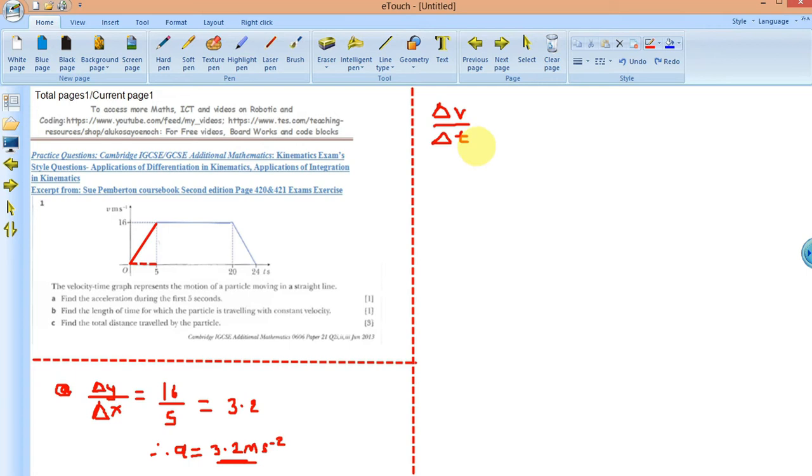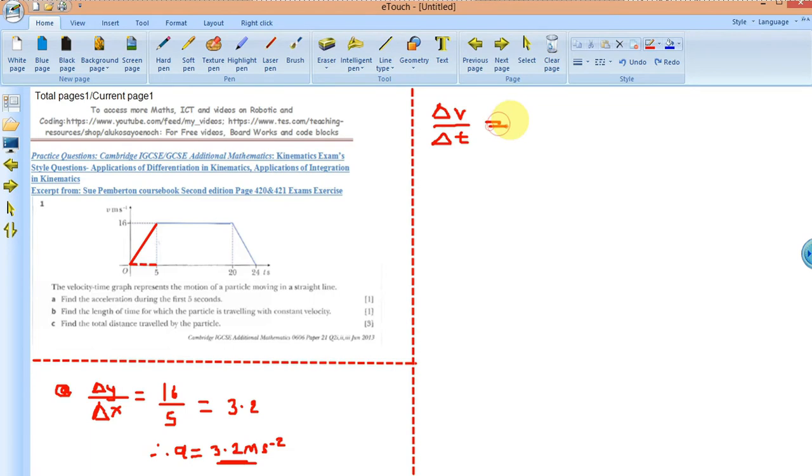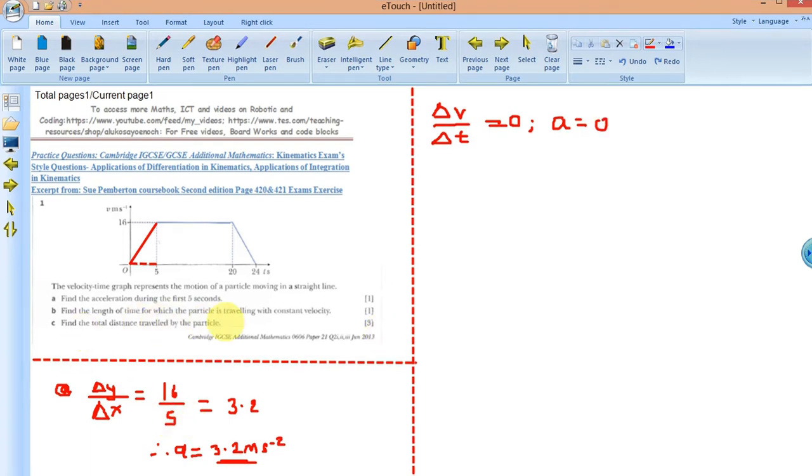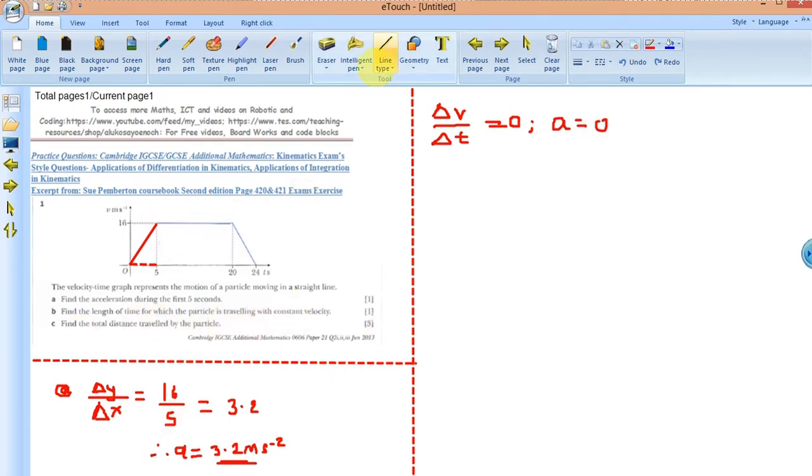Now what I'm trying to tell you is that this one says find the length of time for which the particle is traveling with constant velocity. So the body moves with uniform velocity where acceleration equals 0. So if this equals 0, that is acceleration equals 0. Is that clear, guys? Okay, so now let's go ahead and do that. For which the particle is traveling with constant velocity, this one, this is the constant velocity.